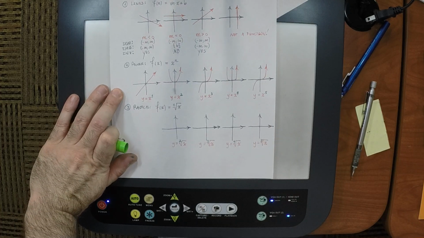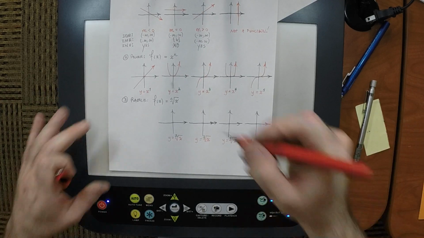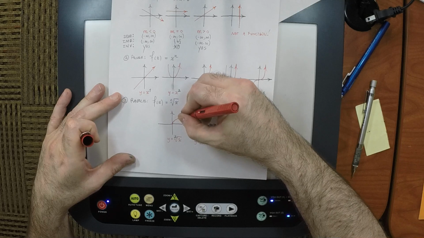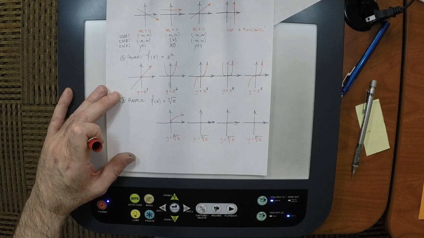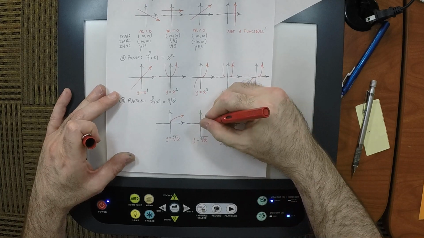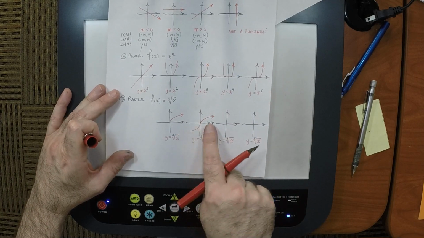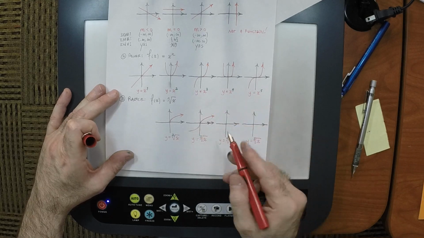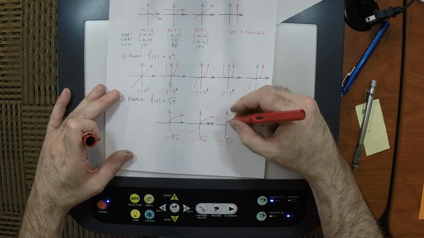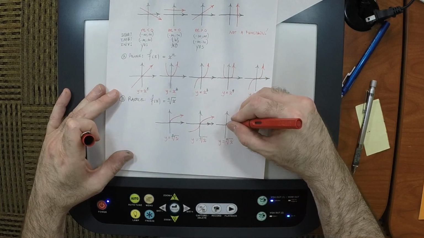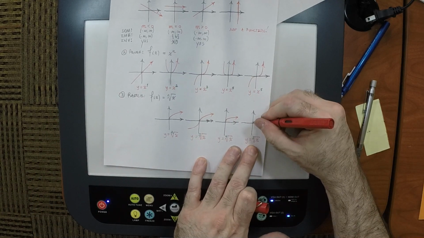Are we running out of time? Yeah, 30 seconds. So we did square root a couple pages ago. It looks like this. Now cube root, remember, it's an odd radical, so you can give negative inputs. It will look like this. So it's defined on both sides. How about fourth root? It'll be like square root, but steeper near the origin and flatter away. And then fifth root will be like cube root.